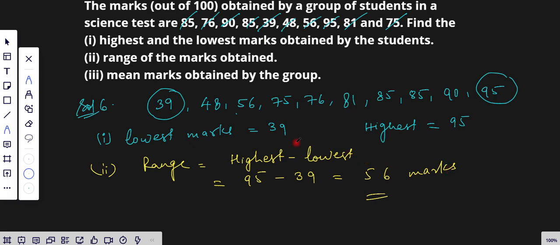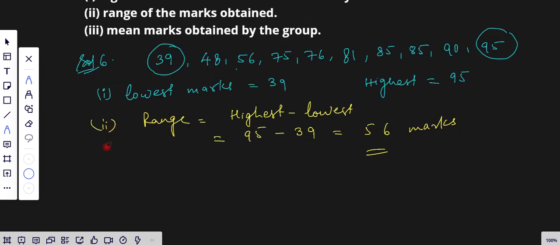Next, find the mean marks obtained by the group. Now you need to calculate the mean marks. First you add all these values, then divide by the number of observations. The number of observations: 1, 2, 3, 4, 5, 6, 7, 8, 9, 10. So the total number of observations is equal to 10, right?